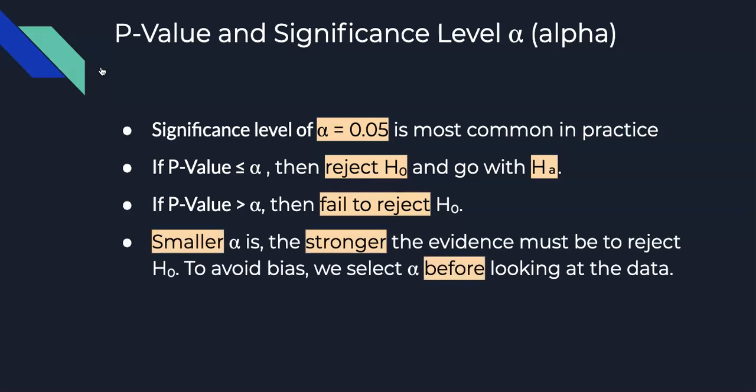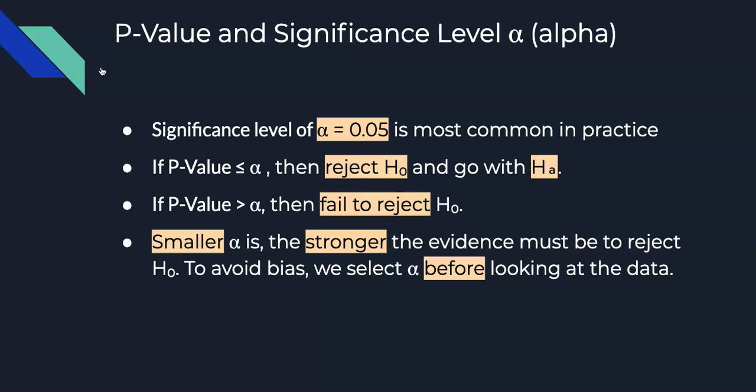So the smaller the alpha, the smaller the significance level is, the more difficult it will be for you to reject the null, right? Because your standard is so strict, it will be even more difficult to get an actual p-value even smaller than that. So the smaller the alpha is, the stronger the evidence must be to reject the null. So if your alpha level is, say, 1%, then your p-value needs to come out to be less than or equal to 1% for you to reject the null.